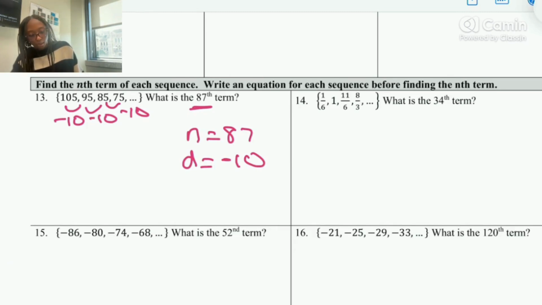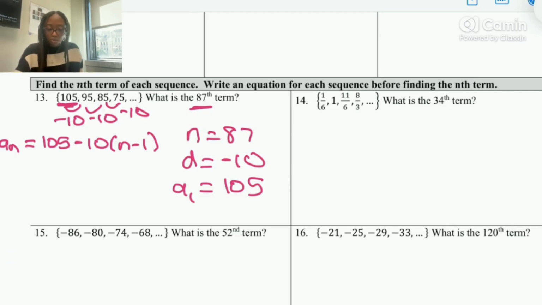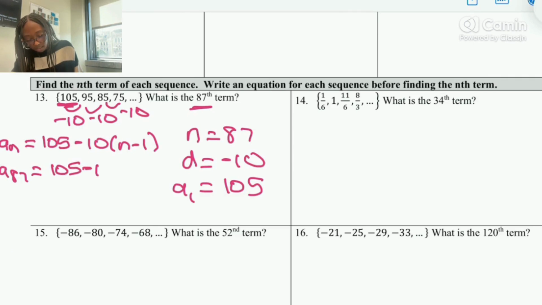So using those, we know that our first term is 105. A1 equals 105. So we're going to plug those into our equation from earlier. We have a_n equals 105 minus 10, which is our common difference, times n minus 1. But we're finding the 87th term, so we're going to plug in 87 for n. So rewriting this, we will get a of 87 equals 105 minus 10 times 87 minus 1. When we solve, we will get negative 755.